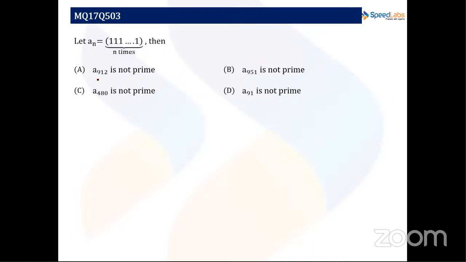So for the first term, 912, we can see here that 9 plus 1 plus 2 is 12. When we add all the terms, it will be 1 plus 1 plus 1, 912 times, so that value will come out to be 912. And 912 is divisible by 3, and also by 4, because the last two digits, 12, are a multiple of 4. If the last two digits are divisible by 4, then the whole term is divisible by 4. So this is not prime. Yeah, correct. Now let's check for the other terms.